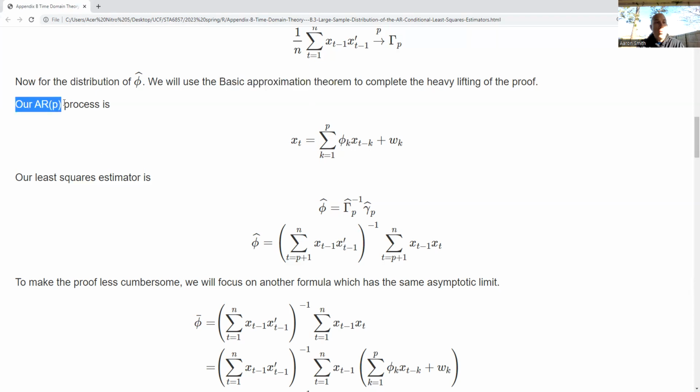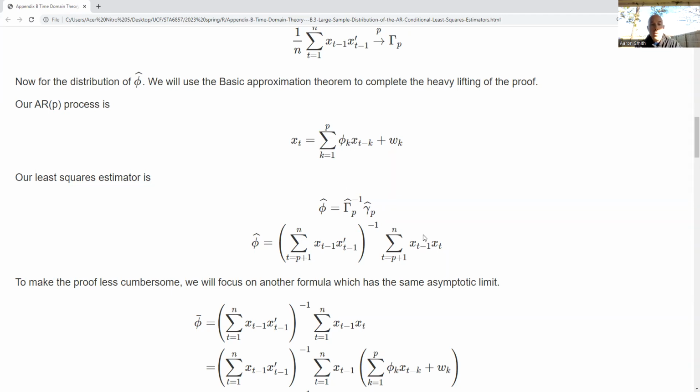All right, so our autoregressive degree P process is this. That is just standard autoregressive time series. Our least squares estimate is just going to be the empirical covariance matrix inverse times the vector of empirical covariances. Okay, so now I'm going to do multiplication. And so here we do the multiplication. We're going to put things into position.